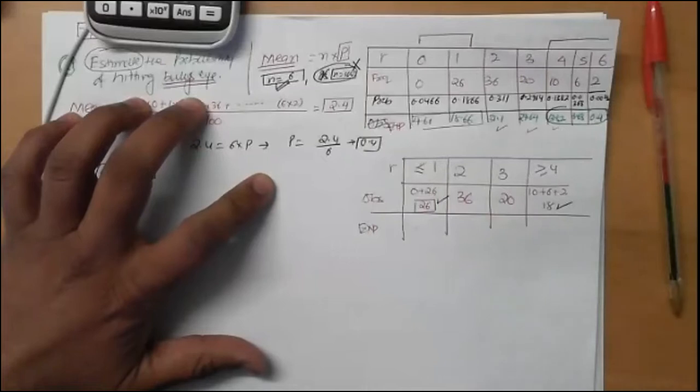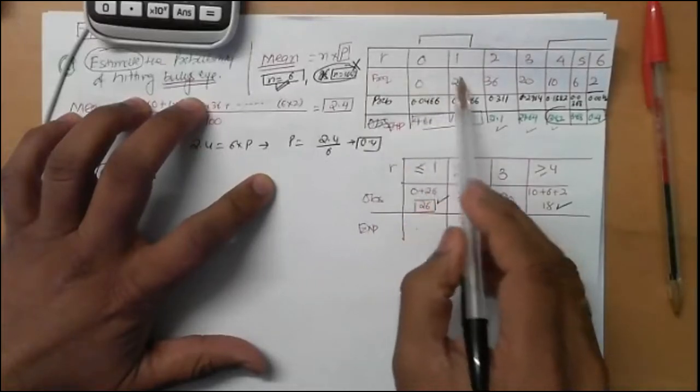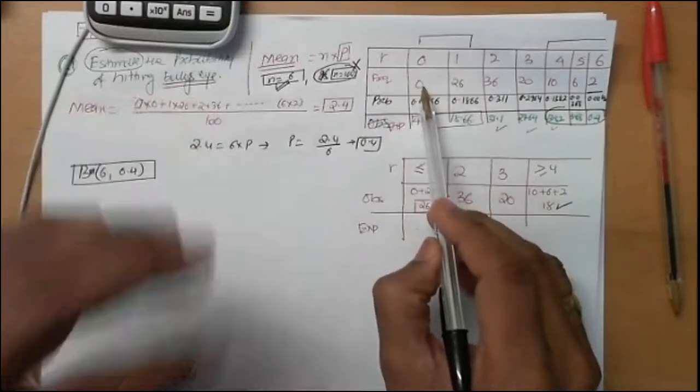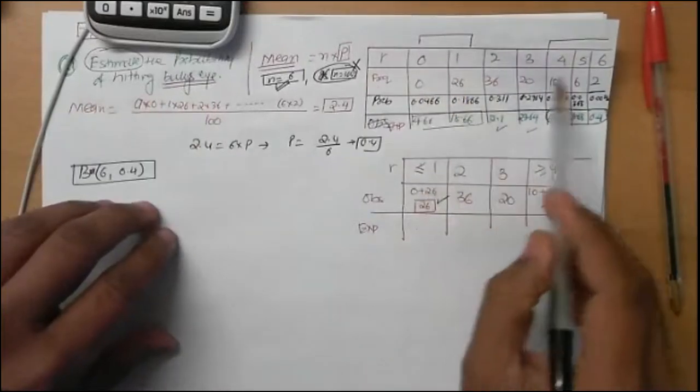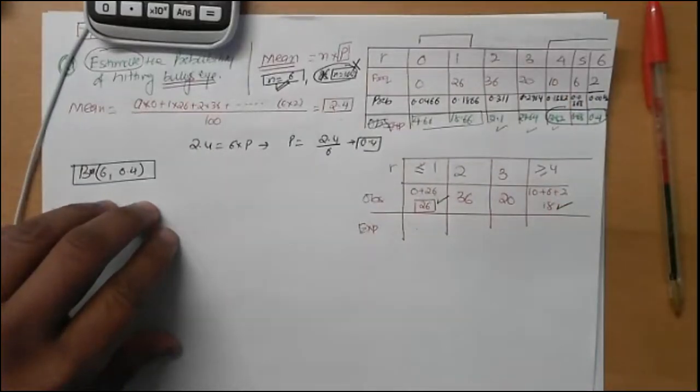Guys, let's see what the new expected frequencies are now. Make sure that you add the observed frequencies as well when you combine the columns. Okay, so there we are.